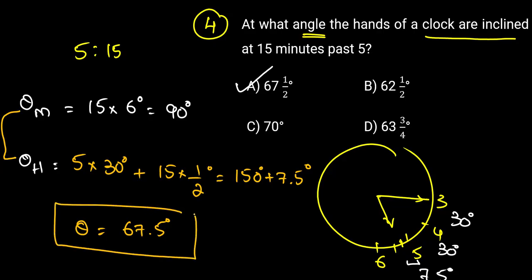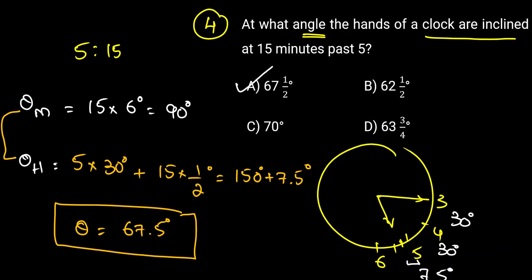Or else go with the formula 30h minus 11m by 2, or 11m by 2 minus 30h. Put modulus for that. Clear? Angle between hands. Are you understanding this? If the angle between hands is equal to 0, that is the coincide concept. If the angle between hands is 180 degrees, that is the opposite concept.